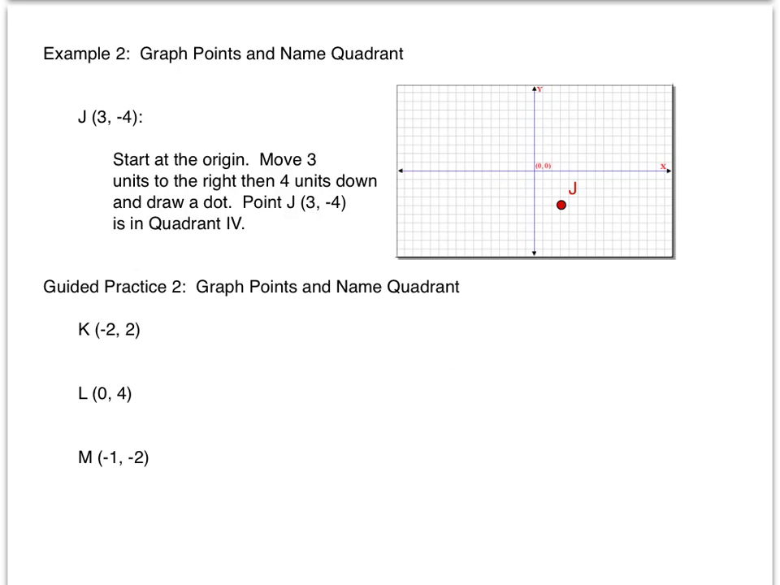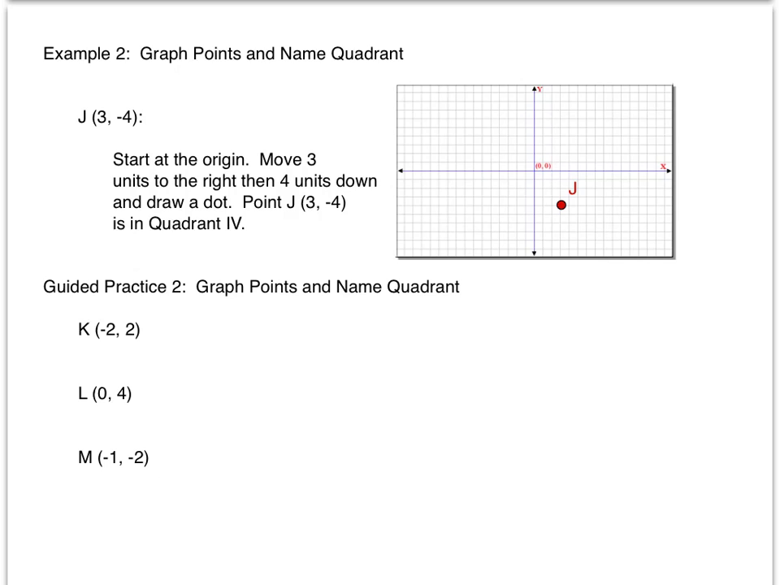In example 2, we're going to graph points and name quadrants. Point J is (3, -4). Once again, we start at the origin, move 3 units to the right because the x is +3, and then down 4 units because the y is -4, and we draw a dot. Point J is then located in quadrant 4.